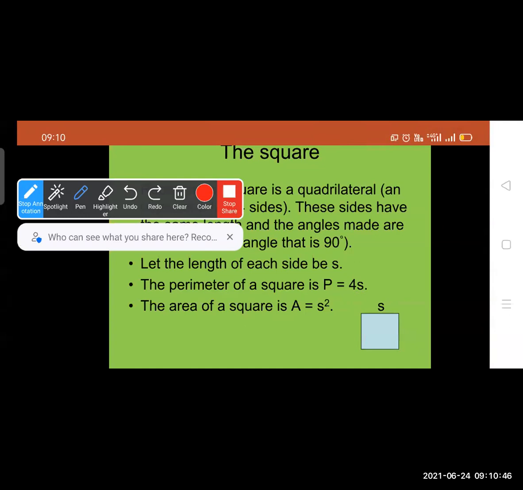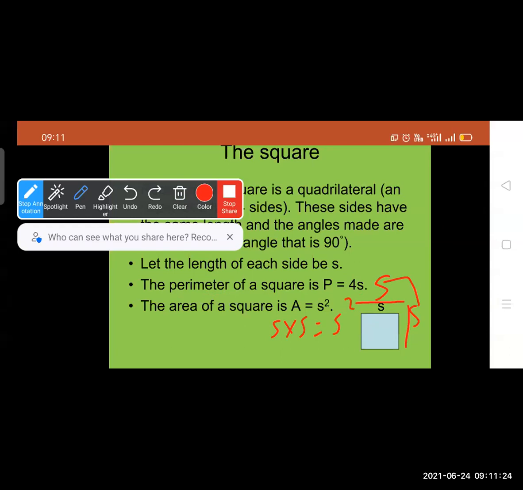Second, area. In the case of perimeter, we find the outside edges, and in area, we find the amount of surface inside it. How much surface is inside, we find by using a formula. Perimeter is one-dimensional, meaning here we consider only S, only one side. And in area, we consider two-dimensional, meaning this axis and this axis. So S and S. S into S is equal to S square.